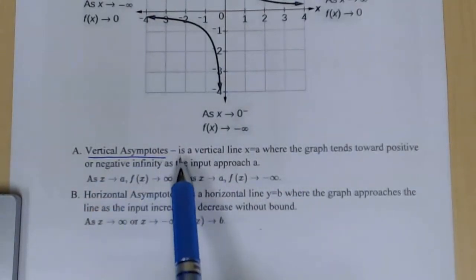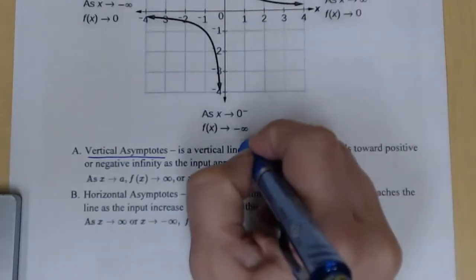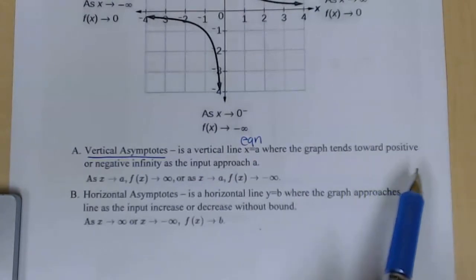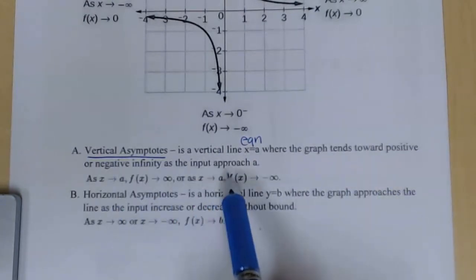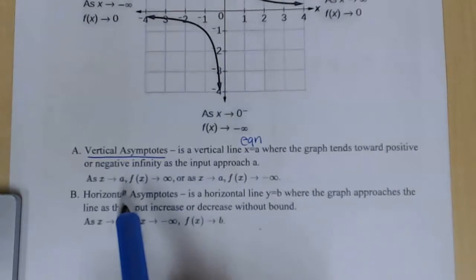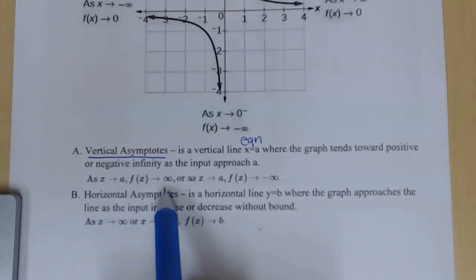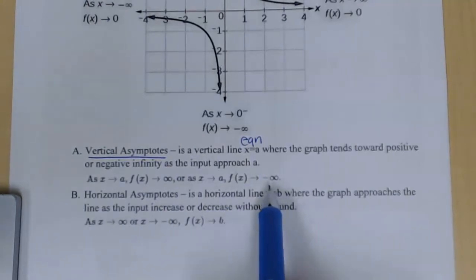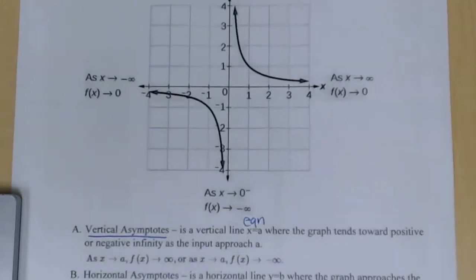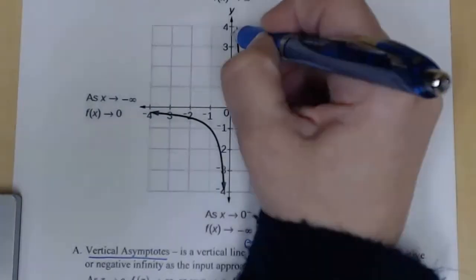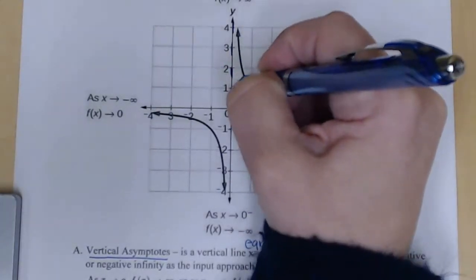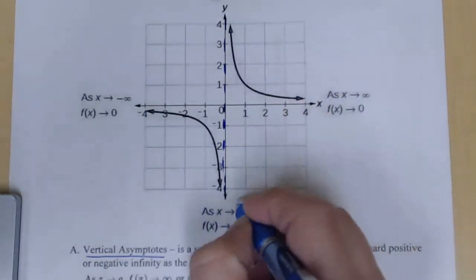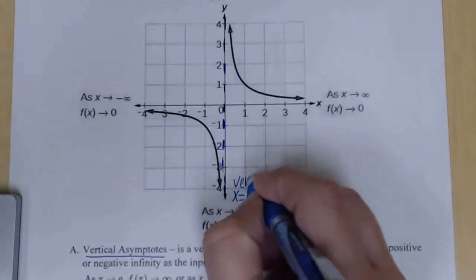A vertical asymptote is a vertical line, x equals a. This is an equation for a vertical line we've looked at before, where the graph tends towards positive or negative infinity as the input approaches a. So it means as x approaches that number, f of x is going to infinity, or as x approaches a number, f of x is going to negative infinity. So if you look up here in this picture, you can see that there appears to be this imaginary boundary that's a vertical asymptote. This has the equation of x equals 0.